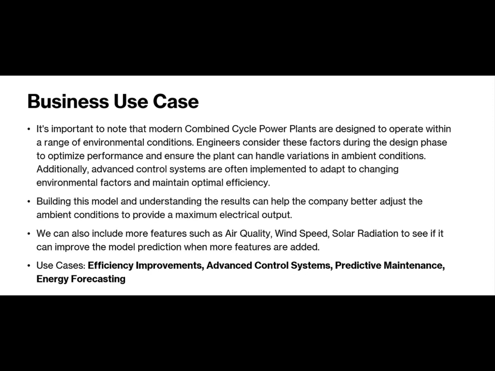Understanding how the electrical output is affected by ambient conditions helps them to provide efficiency improvements, use advanced control systems, as well as drive predictive maintenance and energy forecasting. From a data analytics point of view, we can also look at including more features such as air quality, wind speed, solar radiation to see if it can improve the model prediction. Perhaps adding more features or interchanging the features may help to improve the predictability of the model.